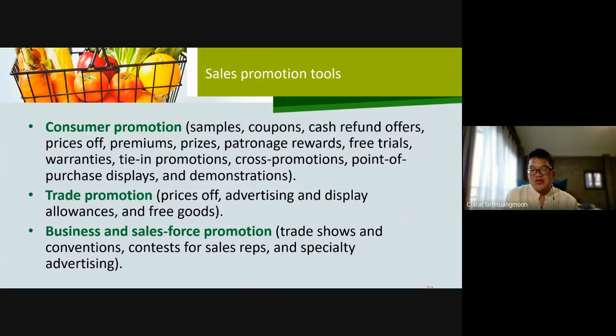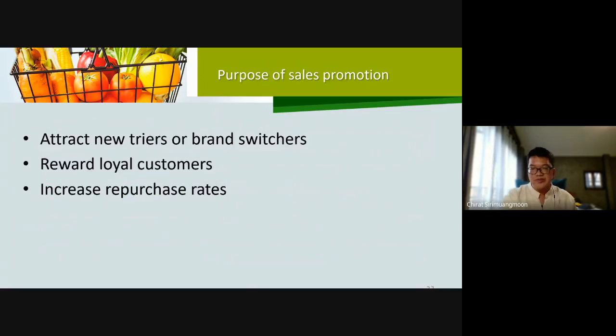Then business and sales force promotion. You can do it by showing at a trade show, exhibition, or convention. Sometimes you encourage them by having a contest between the sales representatives, like make them fight. If you have the highest sales, you're going to have more money, or specialty advertising. So these are examples of sales promotion tools.